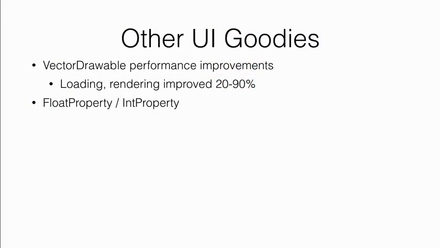Also, float property and int property, my favorite feature, because I checked them in this release. Is that the only code you wrote for N? Possibly. I'm pretty sure. No, actually, I wrote a lot of other code, and I checked it in, and there were problems, so I checked it back out.